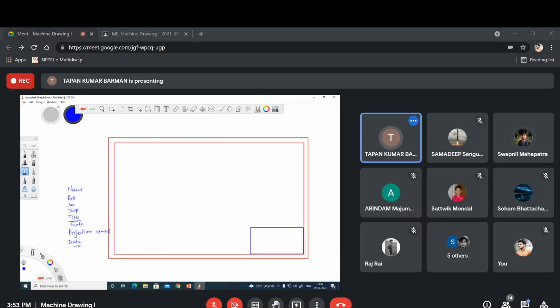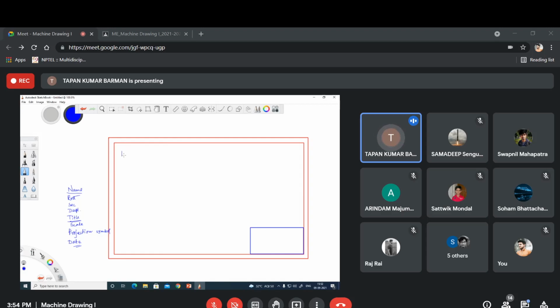And always, since we have to submit these things in your Google assignment form, you should write all the things, your name, roll number, section, department, title, using your blue color ball pen. Okay, blue ball pen.